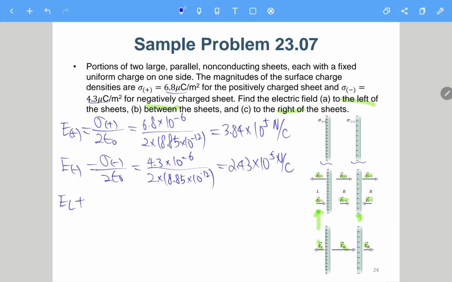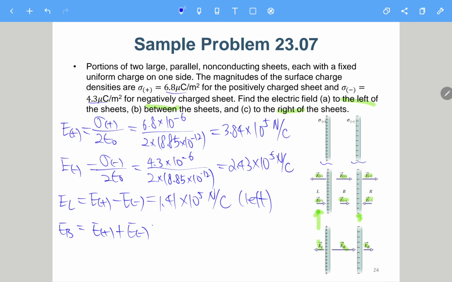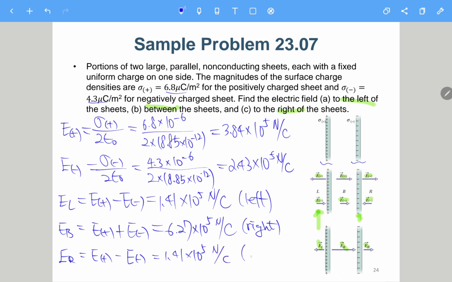So EL equals E plus minus E minus, which will be 1.41 times 10 to the 5th power Newton per Coulomb, and it points to the left side. For EB, it will be E plus plus E minus, which will be 6.27 times 10 to the 5th power Newton per Coulomb, and it points to the right side. And for ER, it will be E plus minus E minus, which is 1.41 times 10 to the 5th power Newton per Coulomb. It points to the right side.